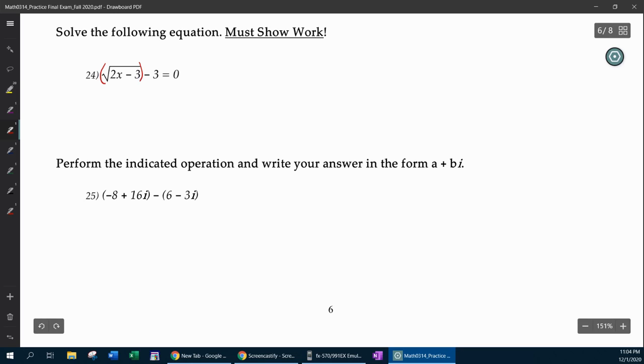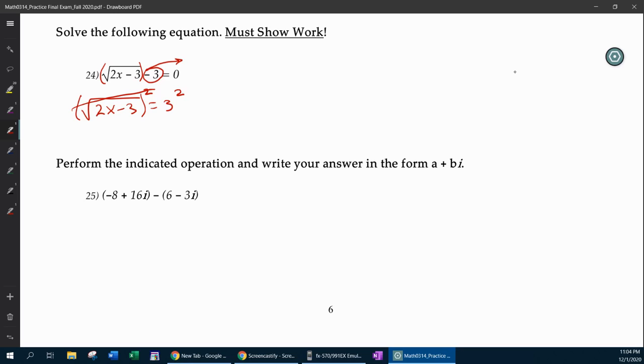Here we have a radical equation, and the first step to solve a radical equation is to isolate the radical. So the minus 3 is going to have to come over. Once I get the radical isolated, then I can raise both sides to the index power. Whatever the index is, I'm going to raise both sides to that power. And I know that a square root has an index of 2. So I'm going to square both sides, and a square root will cancel. 2x minus 3 equals 9 is the resulting equation.